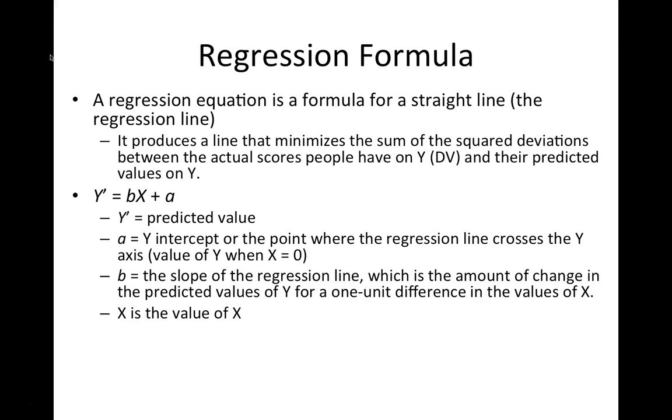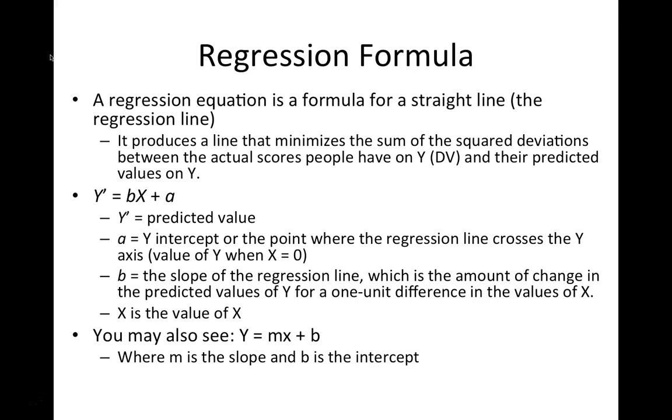The b value here is the slope of the regression line, which is the amount of change in the predicted values of y for a 1 unit difference or change in the value of x. And I'll show you a picture of this in just a second. And x is just x. It's the value of x, or our predictor variable.